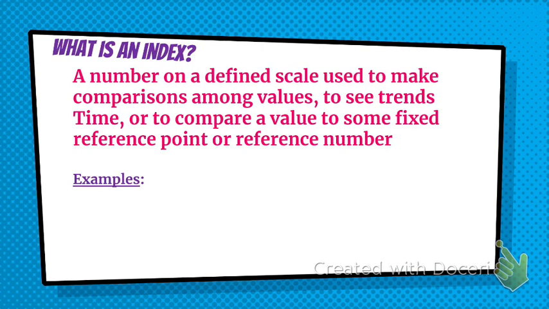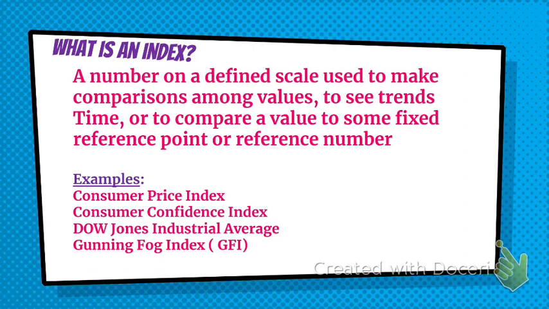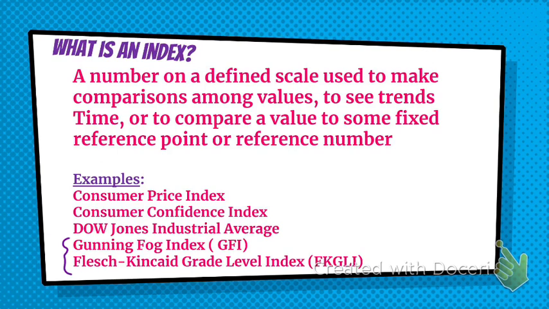It's a number scale used to make comparisons among values, to see trends in time, or to compare a value to some fixed reference point or reference number. Some examples you may have seen are the Consumer Price Index, the Consumer Confidence Index, the Dow Jones on the stocks, the Gunning Fog Index, which is the GFI, and the Flesch-Kincaid Grade Level Index.